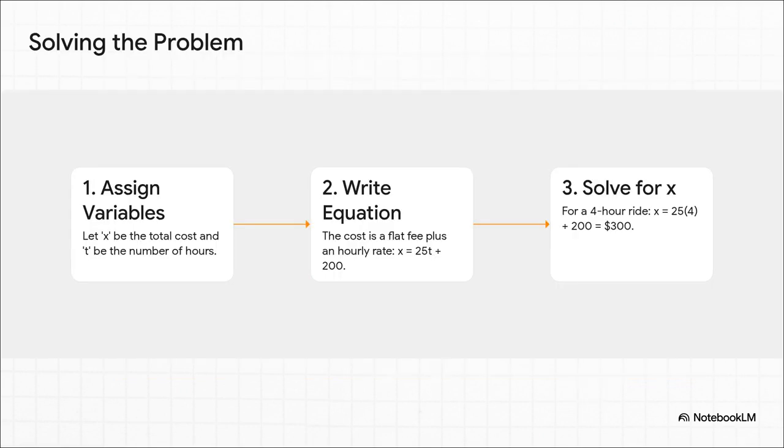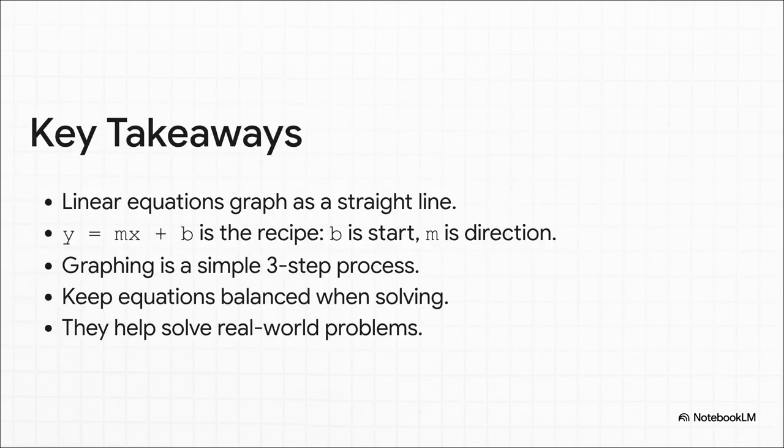And just watch how perfectly this fits our model. We can write this as x equals 25t plus 200. Hey, does that look a little familiar? It's just like y equals mx plus b. The $200 flat fee, that's our y-intercept, our starting point. The $25 an hour, that's our steady rate of change, our slope. All you have to do is plug in 4 for the hours, and the equation just spits out the answer for us, $300.